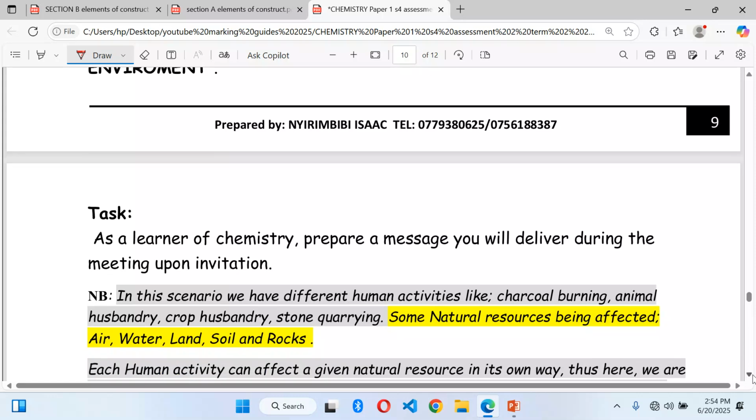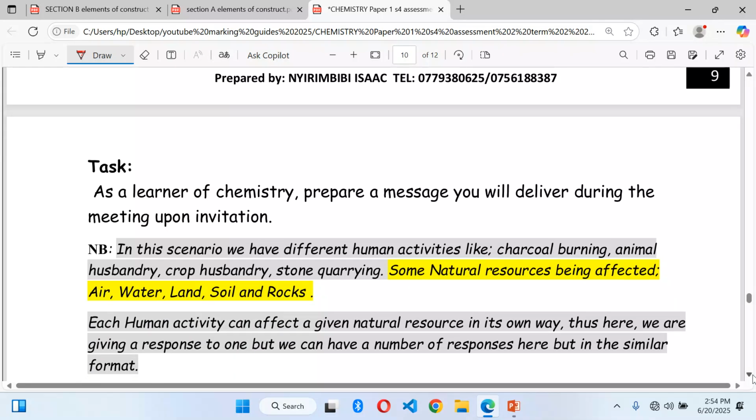I will not reread the question. You'll go through it. If you want the question alone, you can always inbox me on the numbers on WhatsApp, and then I can share with you the question paper, and then you can go along as you're going through this guide. You can be reading through the question on a side as you also look at the scoring guide.